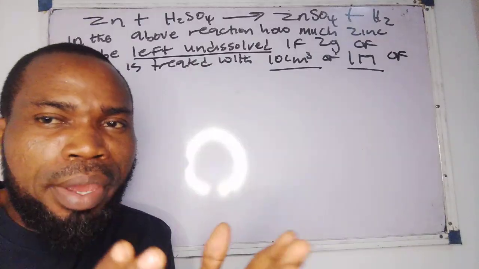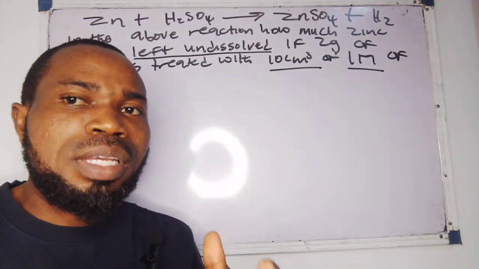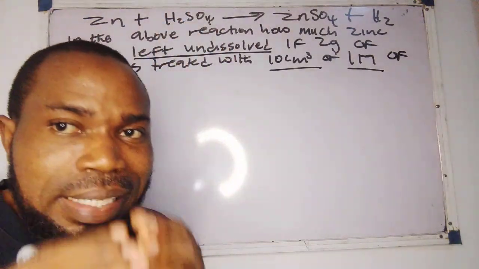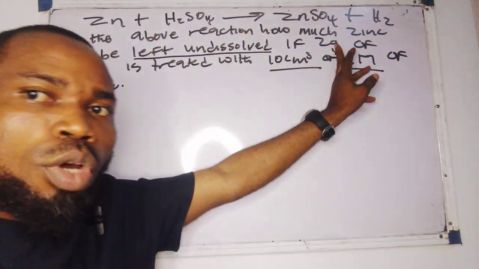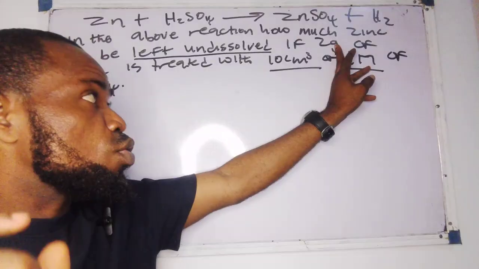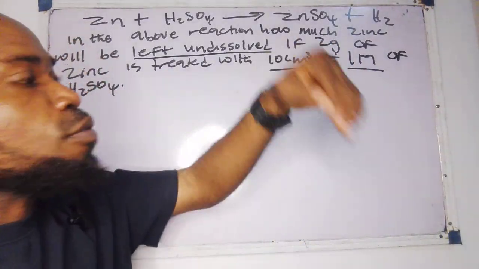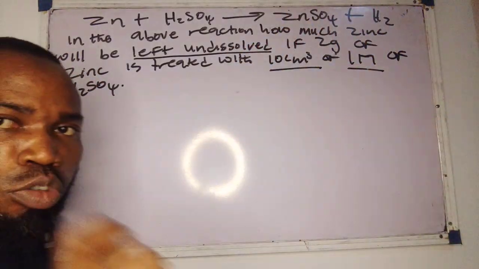The question is what mass of zinc was able to dissolve? There's a simple way to solve this question quickly. We need to find the mass of zinc that was able to react with the H2SO4. After getting that, we remove it from the total mass of zinc, since not all of it dissolved. So we look for the mass that dissolved, then remove it from the total mass of the zinc.